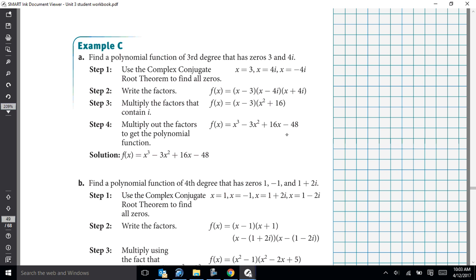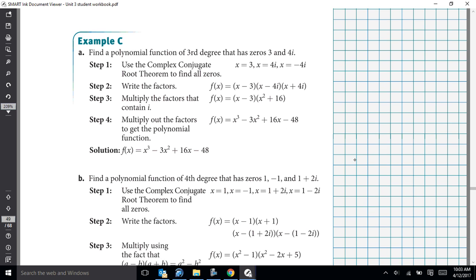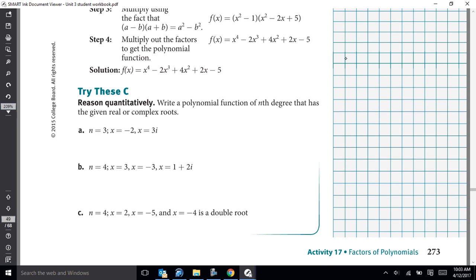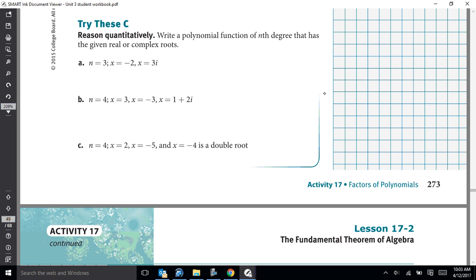So you guys want to do one together? Sure. All right. Let's do A. We'll do baby steps. All right. So this one, n is 3, but we only have 2 roots given. We have one at negative 2 and one at 3i. So what's the other root that we know? If positive 3i is a root, then x also has a root at negative 3i.